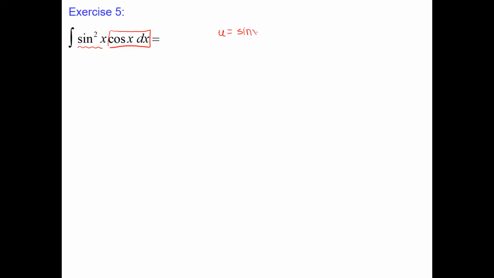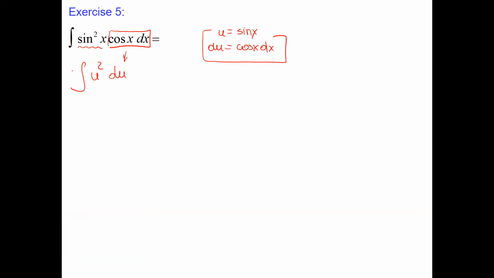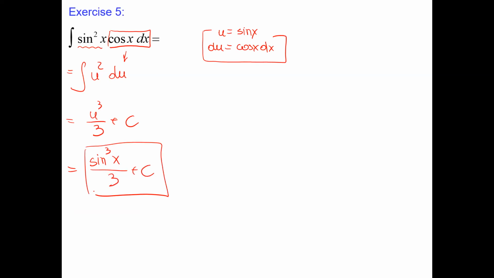u is sine of x because du is sitting and waiting, cosine of x dx, nothing to do. This is du and this is u squared. We can see how nice du is. Okay, u cubed over 3. And at the end, instead of u, we will replace u back with the original variable. Done. Really nice. That cosine was important because this is du.